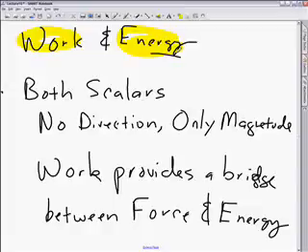The most important thing about energy is that it's conserved. There's a lot of different kinds of energy. We have mechanical energy, chemical, electromagnetic, thermal, nuclear, all kinds of different energy. And energy can be changed from one form of energy to another form of energy.